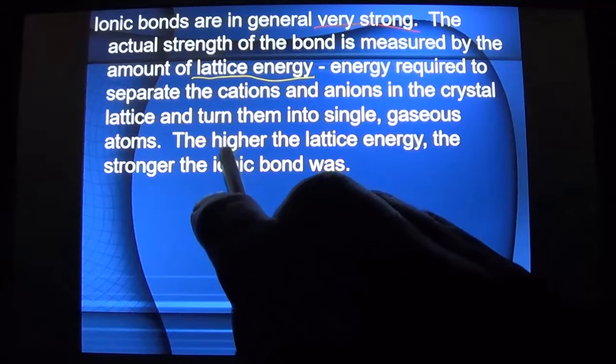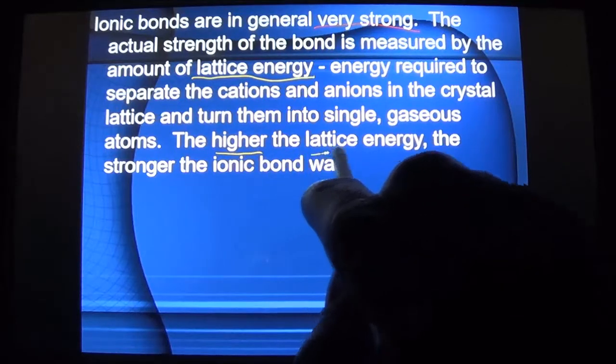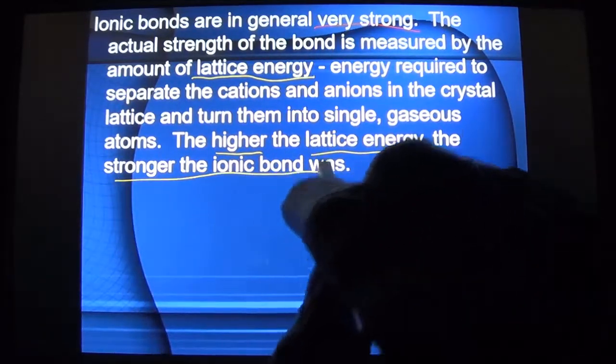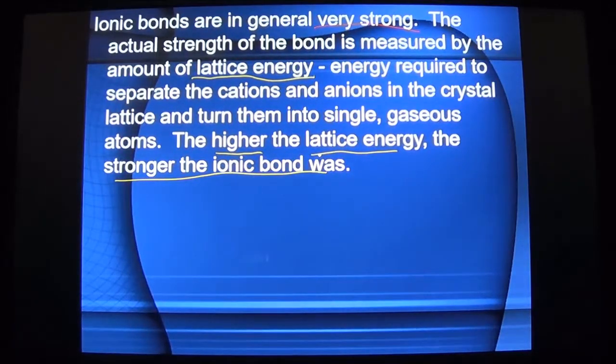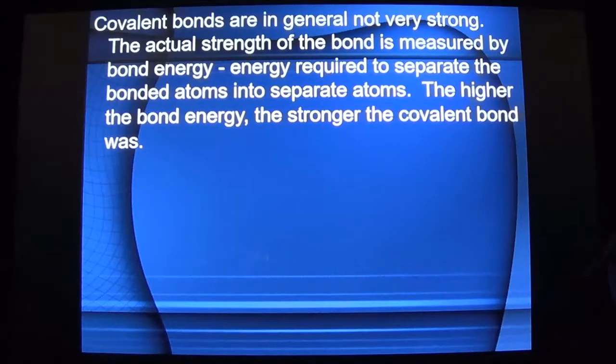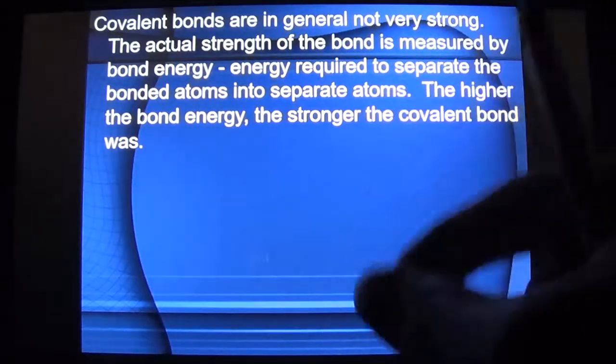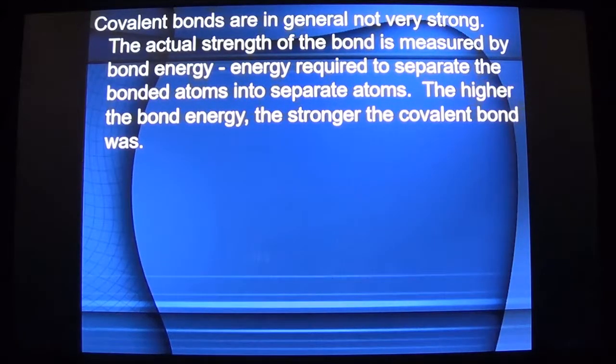So what you need to remember is the higher the lattice energy, the stronger that ionic bond was. And if it's a low lattice energy, then the bond was weak, at least in comparison. That's as far as you need to go with that. Okay, so next column, covalent. Covalent bonds in general are really not very strong, not compared to ionic.